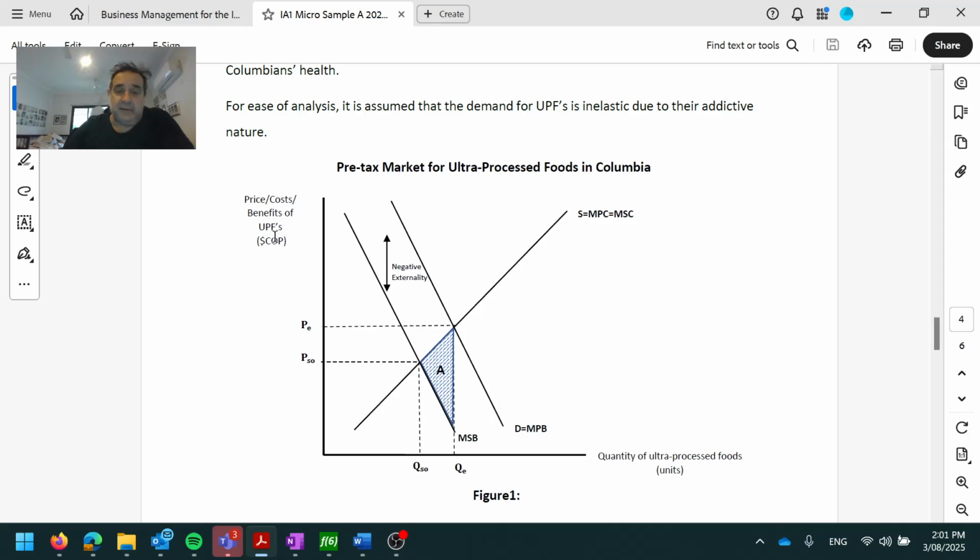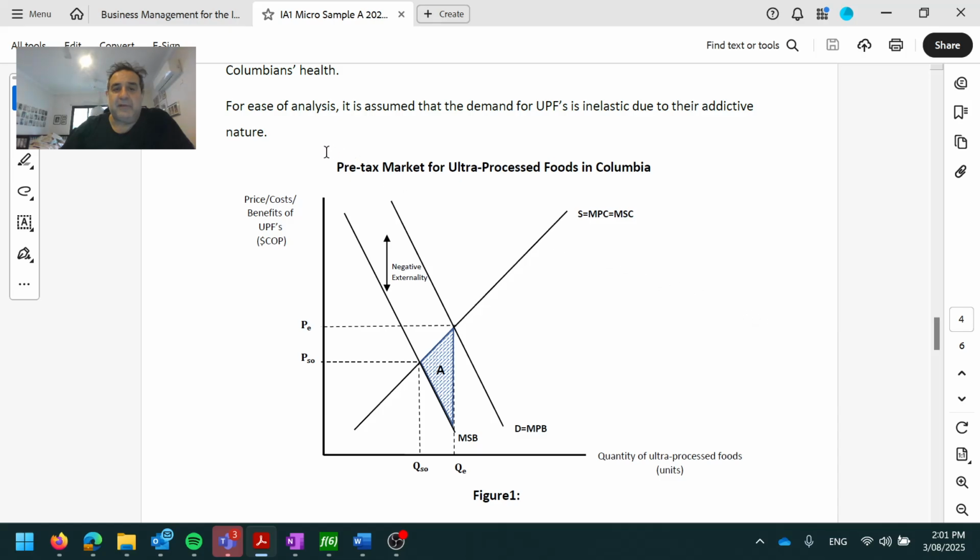So this is in Colombian pesos on the vertical axis, the price, the costs and benefits. And then on the horizontal axis, it is the quantity of ultra-processed foods in units. Like, it could be tonnes, it could be litres, it could be boxes, whatever it is, but the units of measurement should be there.